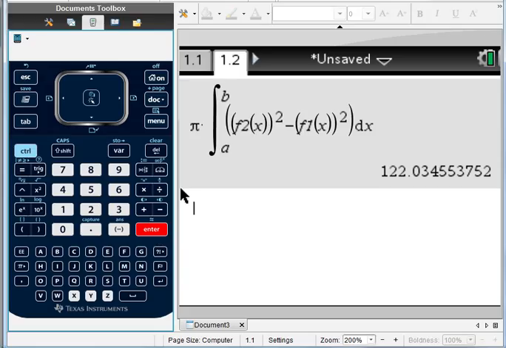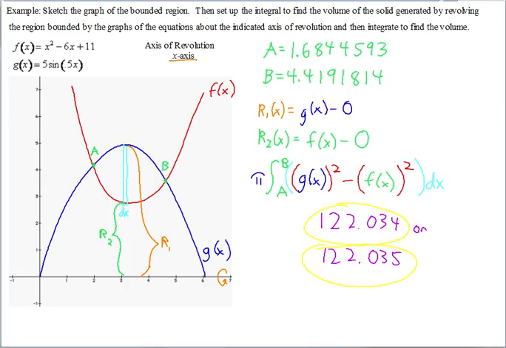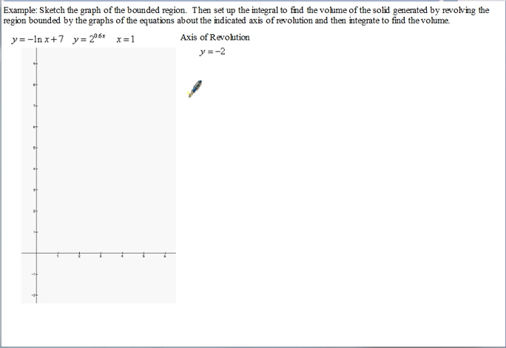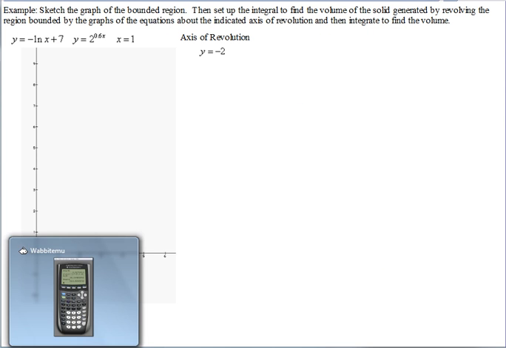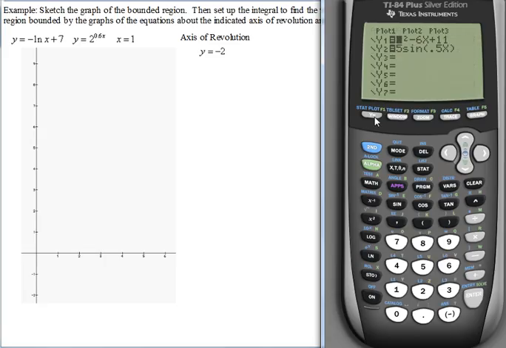All right, let's take a look at another example. So far we've just revolved around the x-axis, but really it doesn't have to be the x-axis you revolve around. So let's take a look at a couple where it's not the x-axis. So let's go ahead and put these in our calculator. Again, I'll do an 84 first, so I'm going to clear these out of here.